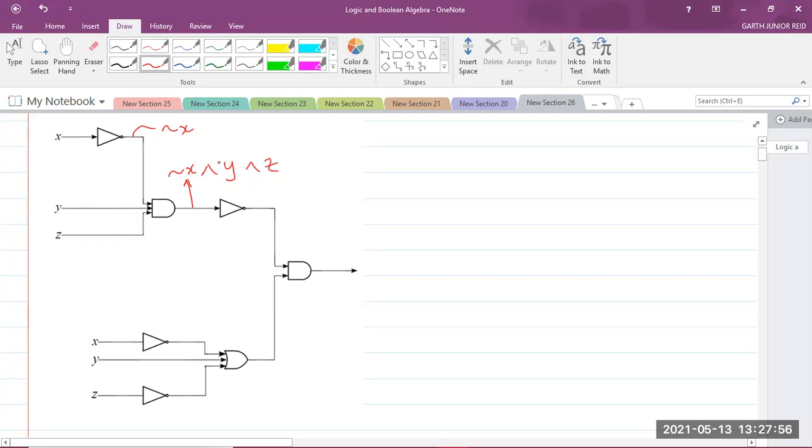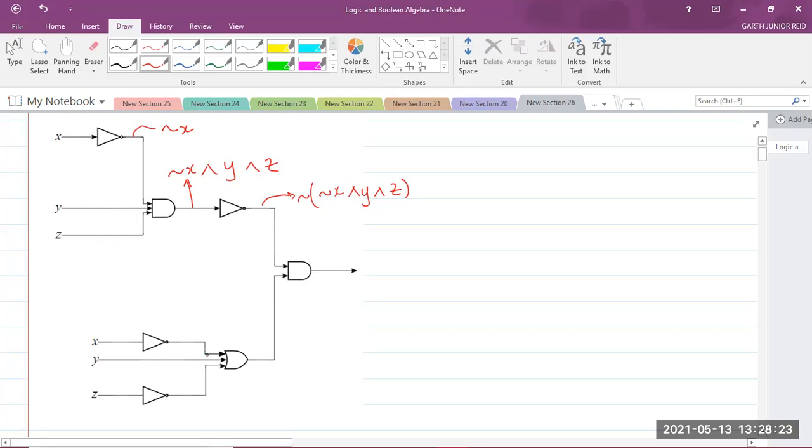And not X and Y and Z goes through this gate here now. What will be the output? So this gate, we know that this is the NOT gate. So the output is going to be NOT, NOT X and Y and Z. So that is the output there.